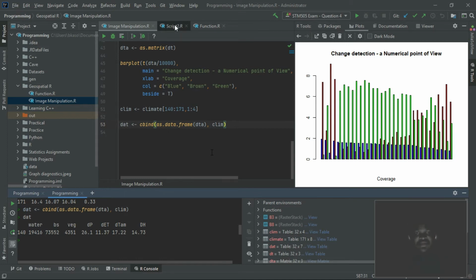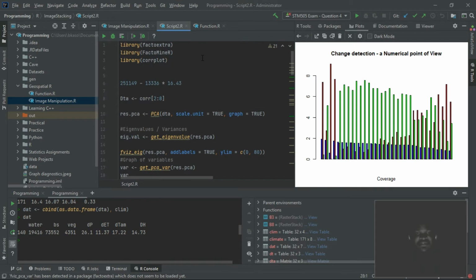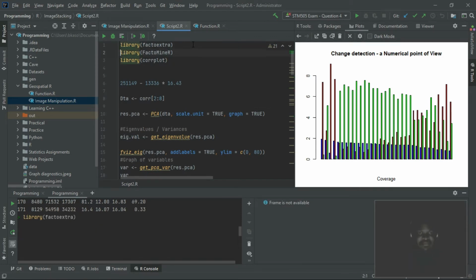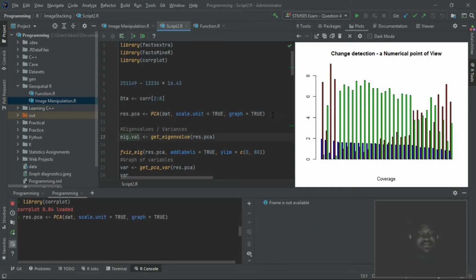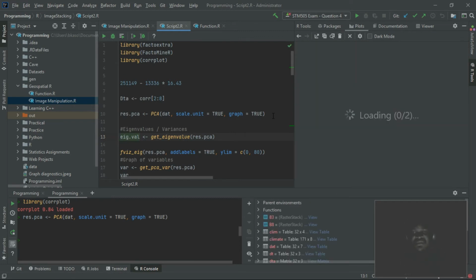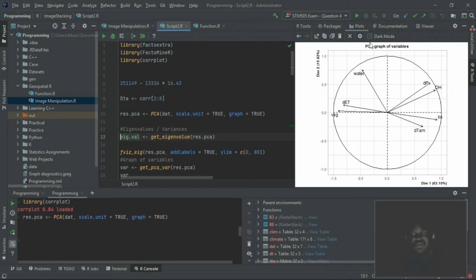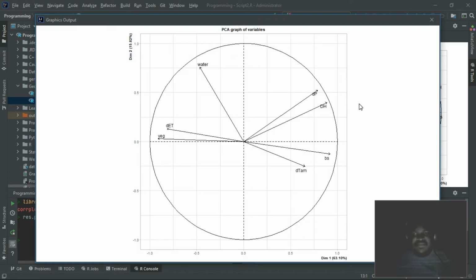So I'm going to go into this script that I've already written here, I'm gonna call these libraries, and then we're gonna look into running the principal component analysis. So I'm gonna give that name. So I'm gonna run that. This should give us a nice, interesting plot. There we go. So we've got this interesting plot here.